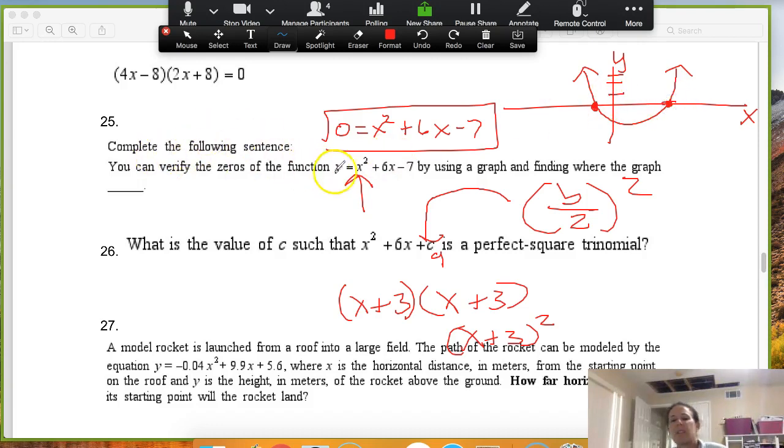So you can verify zeros of a function by using a graph and finding where the graph touches the y-axis. Excuse me, x-axis. Well, that was a big brain fart. Touches the x-axis. Okay? That's where y is 0. It touches the x-axis, or it crosses the x-axis. That's how you find the zeros of the function. That's where y is 0 on the x-axis. Does that make sense?